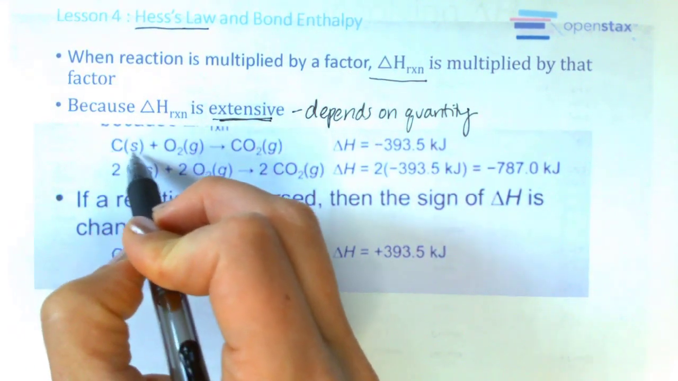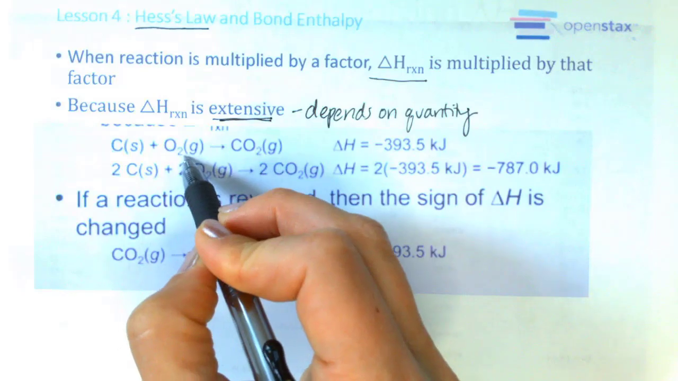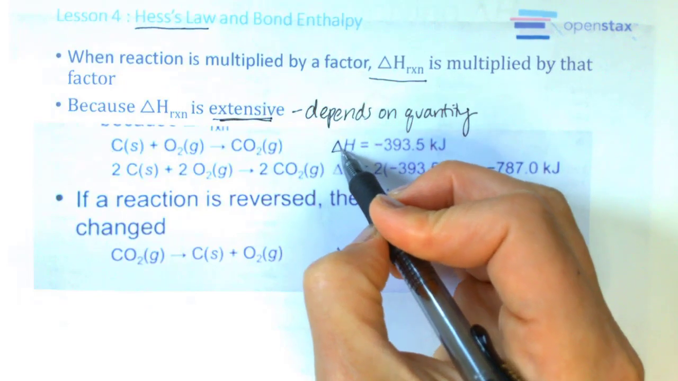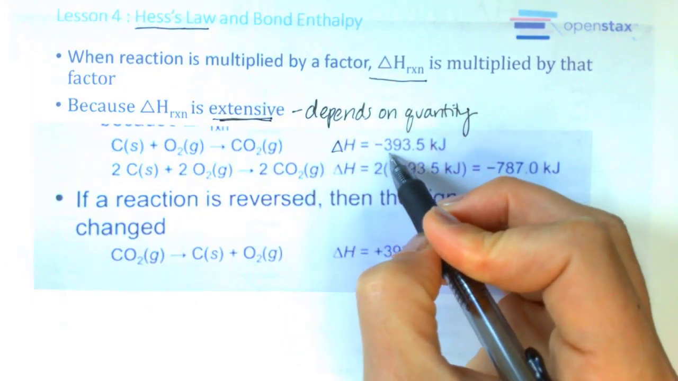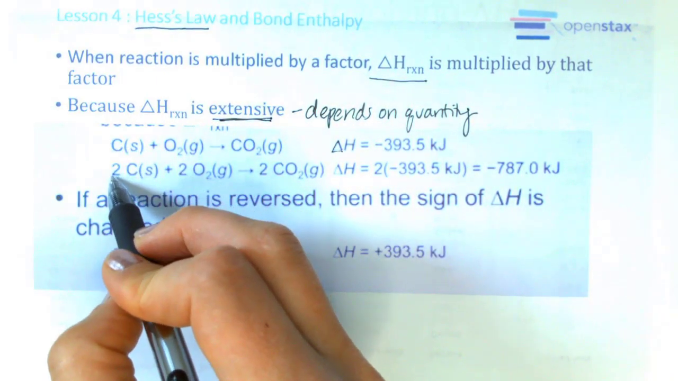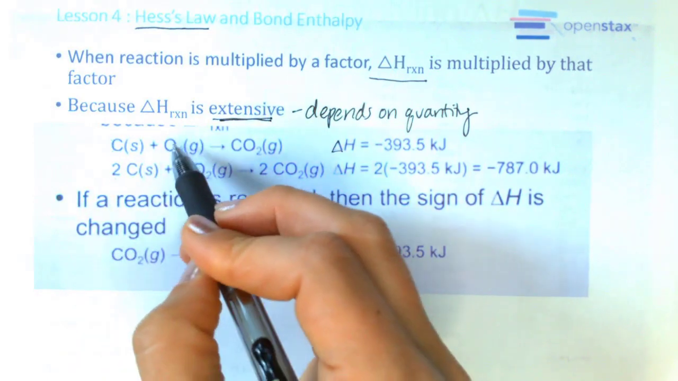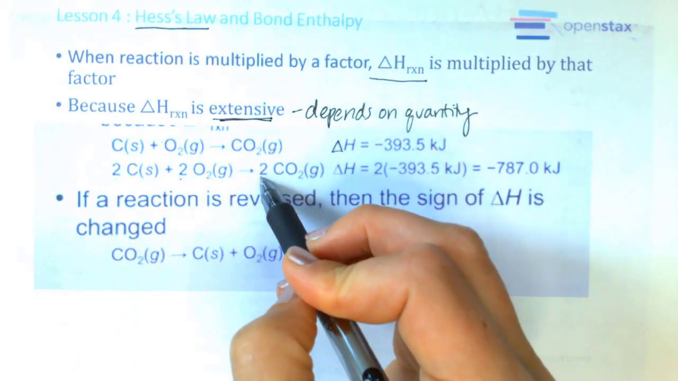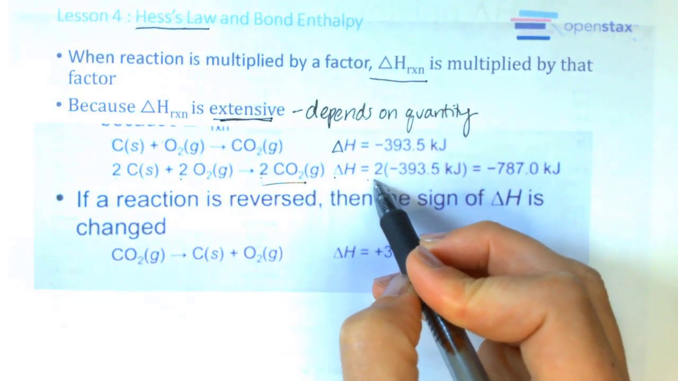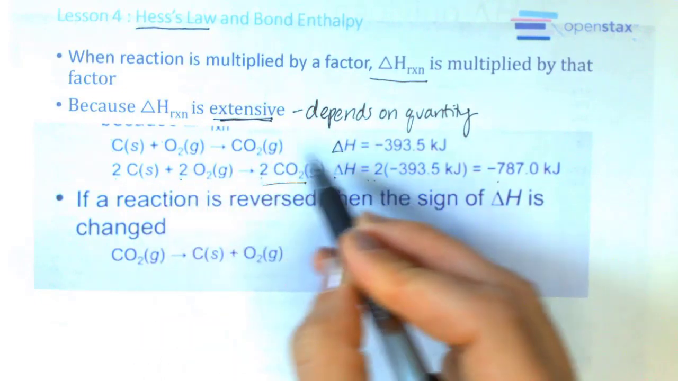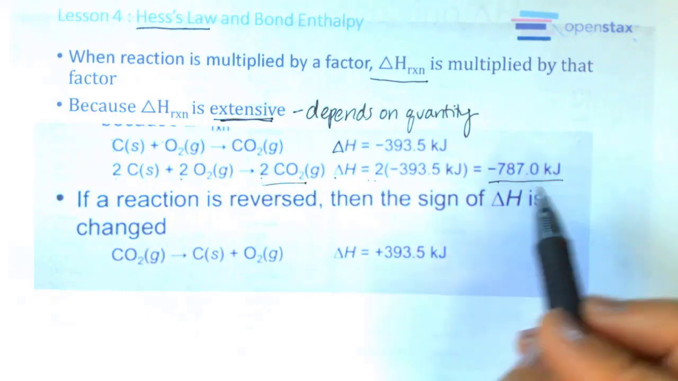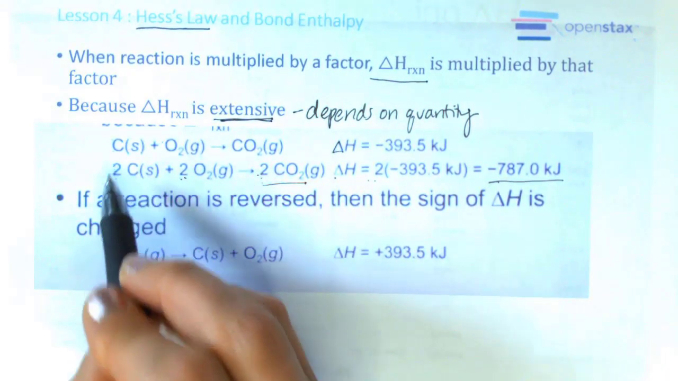You have carbon in solid form, combusts with oxygen to create carbon dioxide gas. And the exothermic energy released is negative 393.5 kilojoules. Now, let's say that I had 2 moles of carbon, so I doubled everything. I had 2 moles of carbon, 2 moles of oxygen, and 2 moles of carbon dioxide gas were released. Notice that my delta H is then just multiplied by 2. So then this exothermic reaction, there is double the energy that is being produced because we multiplied everything by 2.